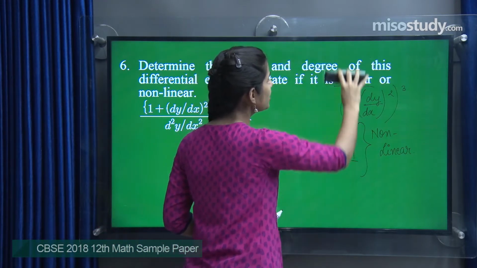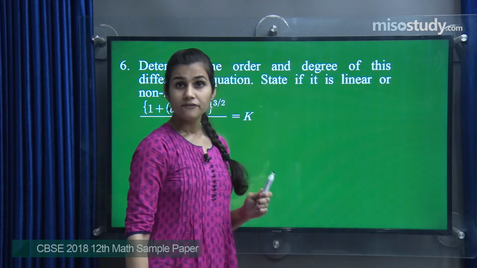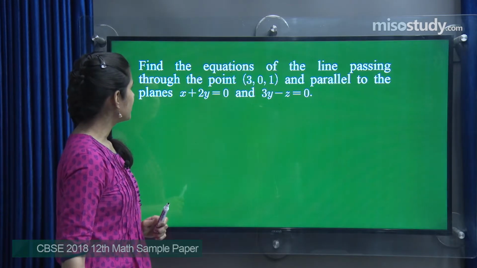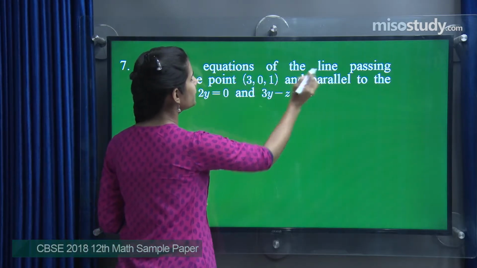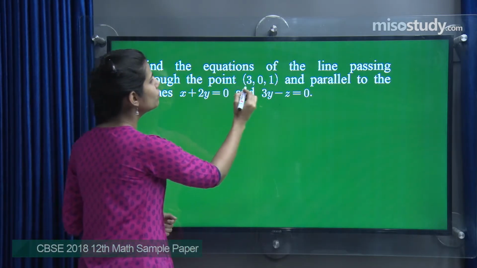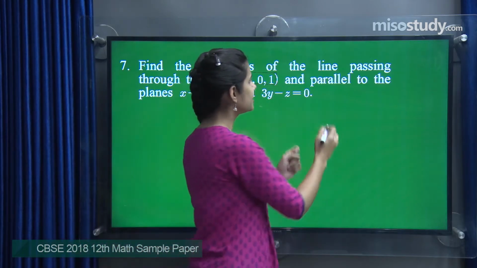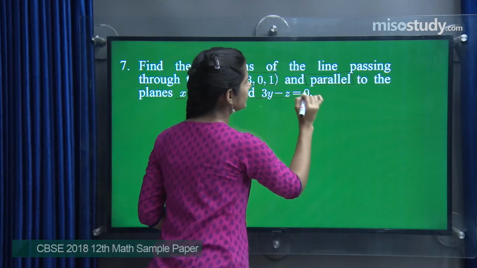Once this question is accomplished, we saw that this was very, very easy because it just used the very meaning of all the terminologies which are stated in this very question. Very easy, very direct. Let's see what happens to be the next question. The next question says, find the equation of the line passing through this point and parallel to this plane and this plane.